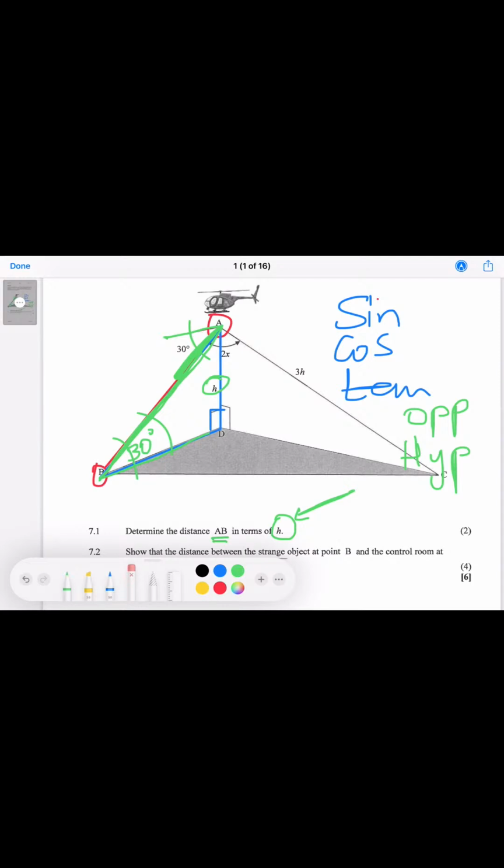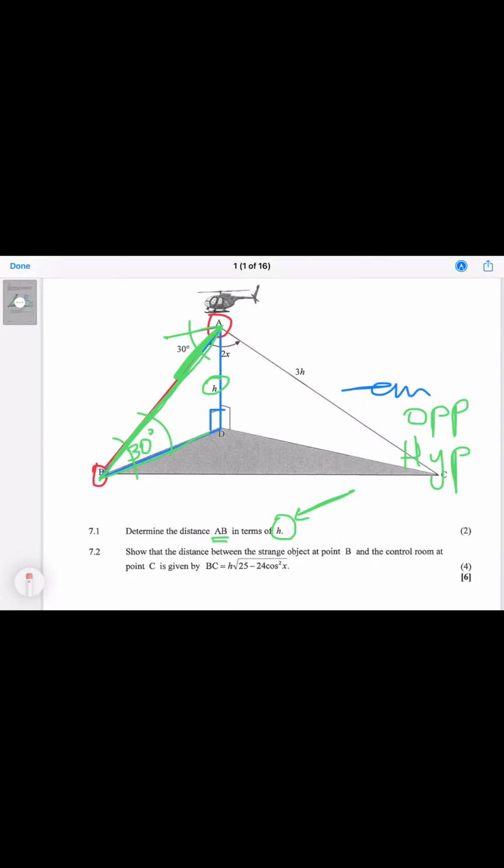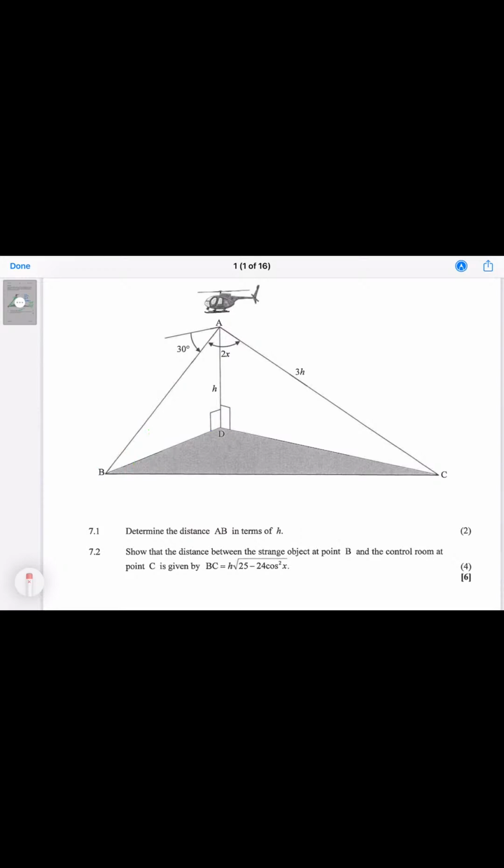So what I'm going to do now is to remove everything, and then from there we jump on to the next question. I think you've got enough information to tackle that one. So let's see, 7.2, it says: show that the distance between the strange object at point B and the control room at point C is given by BC is equal to the whole of that.